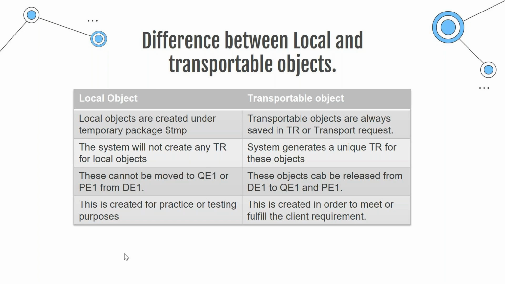And transportable objects are always created in your projects in order to meet the client requirement. If the client has come to you, I mean to your functional team, with a requirement, then it is always a transportable object, not a local object. Because if the client is requesting something, that means they want it in production system, and if they want it in production system, we have to transport it to production system. And how will you transport it? Via TR. If you need a TR, it has to be a transportable object.